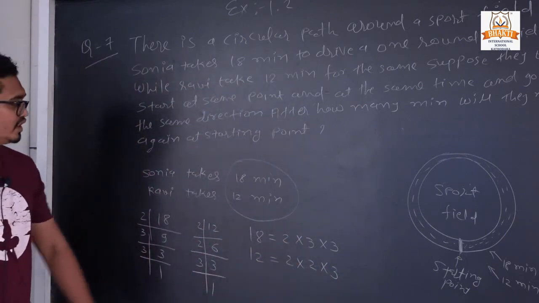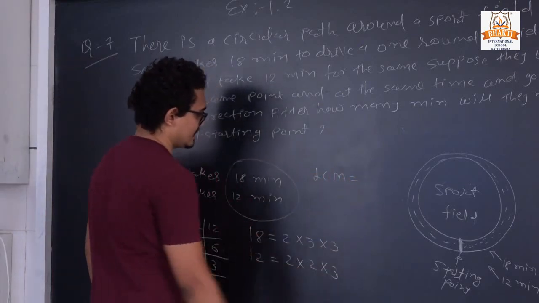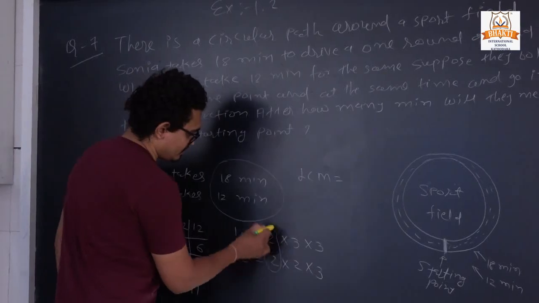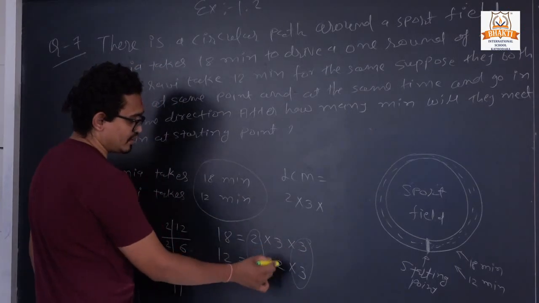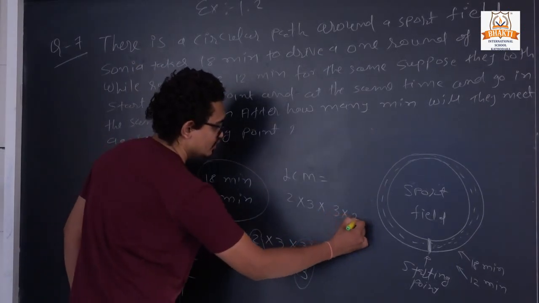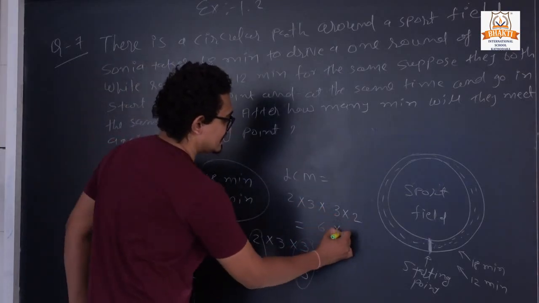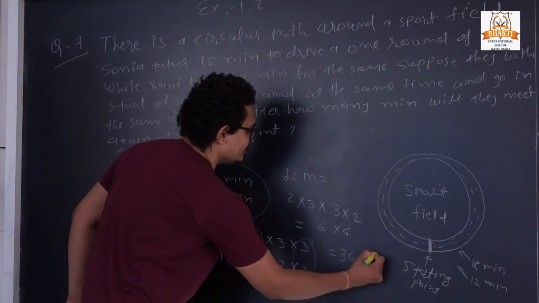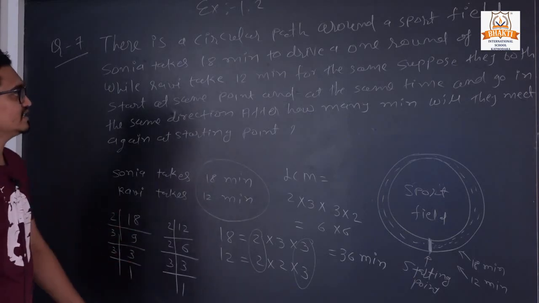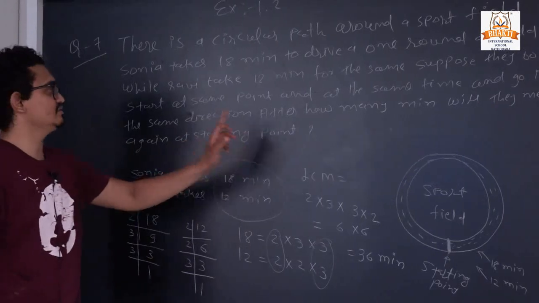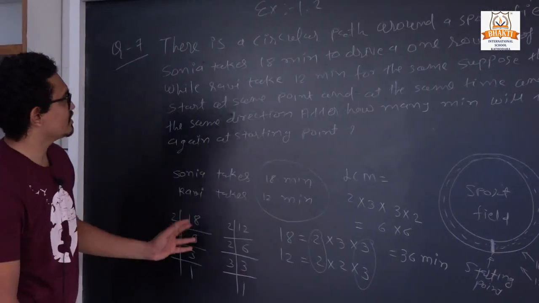Now we want to take the LCM of 18 and 12. How can we take the LCM? We write the common pair first: 2 and 3. Then the uncommon ones, which will be 3 and 2. So 2 3s are 6, and once again 2 3s are 6. So 6 into 6, how many minutes will it be? 36 minutes. So we can write that after 36 minutes they will meet again at the same starting point. That is our answer, 36 minutes. You can mention it in your notebook.